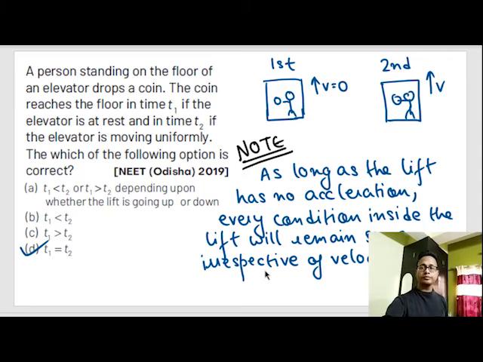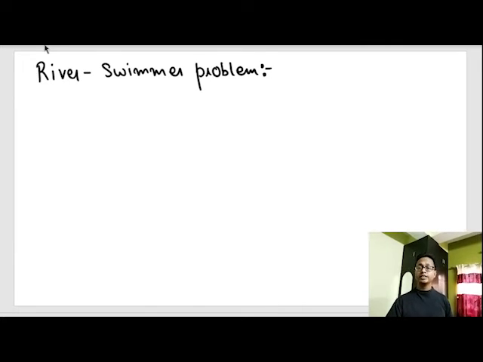Yeah. Now let's do our next topic. This one is a little tricky, so pay attention. This one is the river swimmer problem. Now this river swimmer problem has two types of cases. Type 1 rarely comes, but still we'll do it. Shortest time.